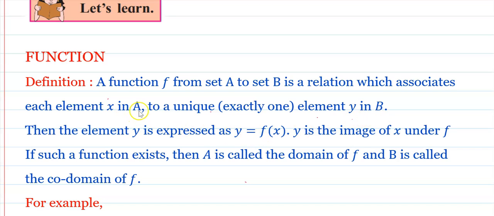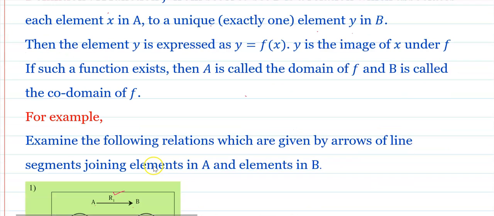Okay, if we take one element in A, it is related to only one element in B. Okay, then the element y is expressed as y is equal to f of x. That is, y is the image of x under f. If such a function exists, then A is called the domain of f and B is called the codomain of f.